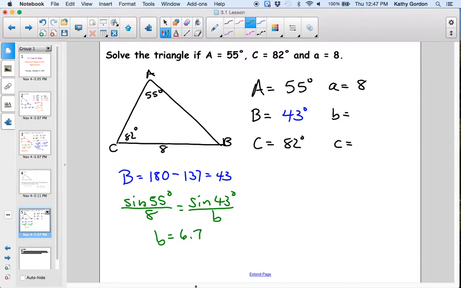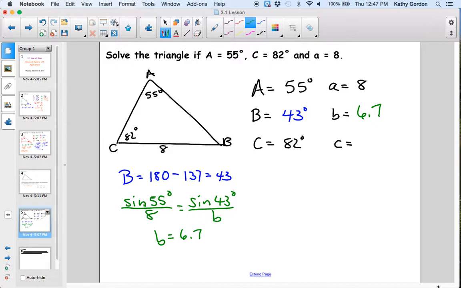6.7? Okay, so remember the shortcut? I mean, it's what we did step by step a minute ago, but it's take 8 times sine 43, the two across from each other that we know, and then divide by this other one that we know to get that one, right? Alright, so that makes this one 6.7.